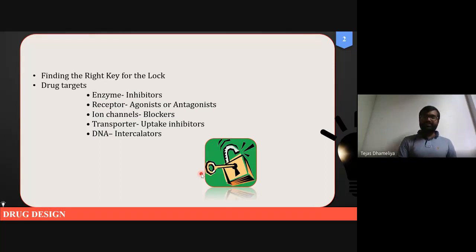Definitely, we will have some spare keys of the same in our repository as well. But the point is that if you want to open a certain lock, there is a specific key for that. So drug design is also that kind of approach, to find the right key for the lock. Now, what is our lock in drug discovery?